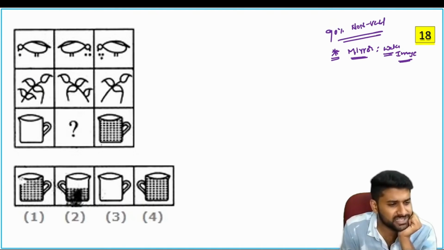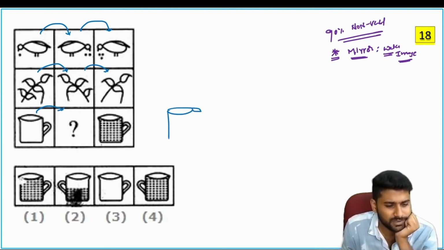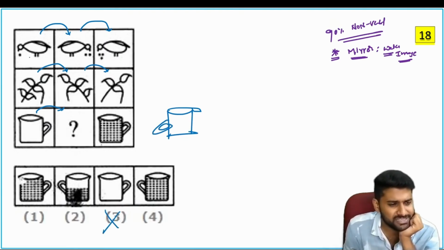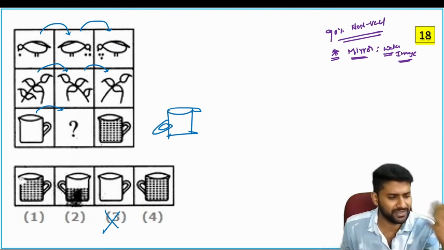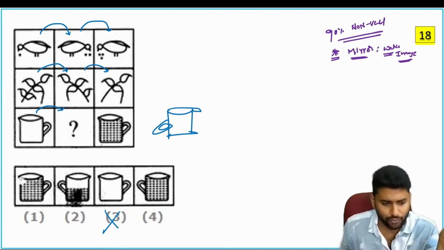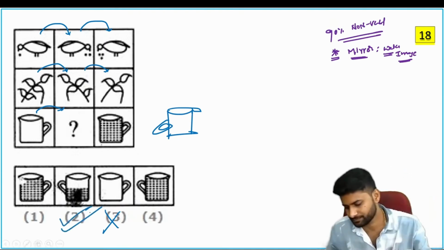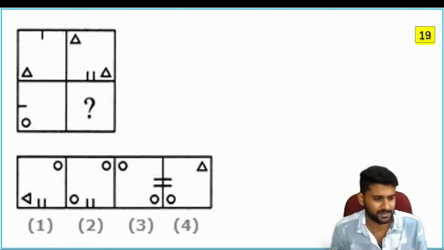Now see here, the dots are increasing. Now if you observe that, this is the mirror image and mirror image. If you see this one, you need that cup in this direction. You need that cup and the handle must be in this position. So 3 is eliminated. Now if you observe that something is increasing, dots are increasing, leaves are increasing. Now there is an empty bowl here. We need at least some water. If you see that one is full water and the fourth is full water, that's why the suitable answer is 2. Next.